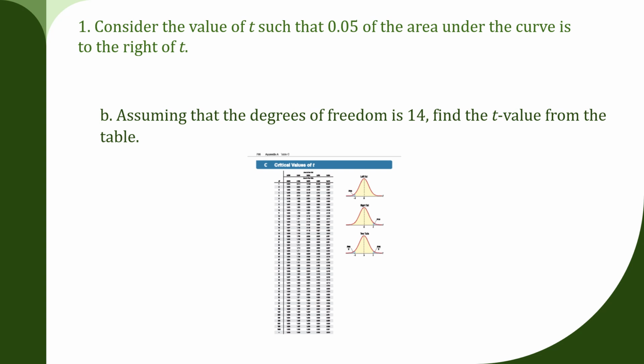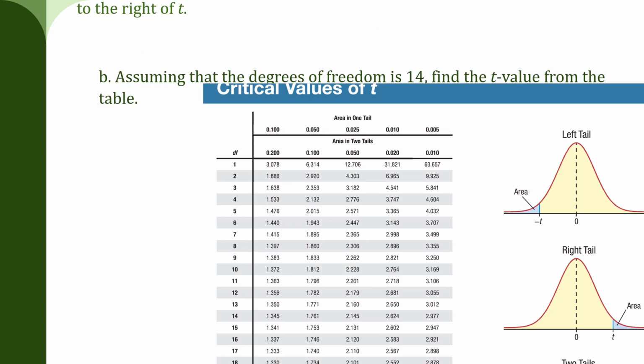So if you have a printer or if you want to run to the library and print it out, you can absolutely do that. I have a zoomed in version of this table here. It says, again, assuming that the degrees of freedom is 14, find the T value from the table. Here on the left column you've got DF, that's the degrees of freedom. Up here in the top of our table, it says area in one tail, area in two tails. So you're going to decide, am I looking at area in just one tail or area in two tails? In this example, we were just looking at the area to the right of T.